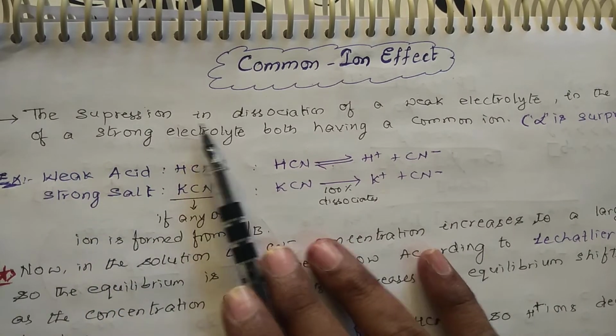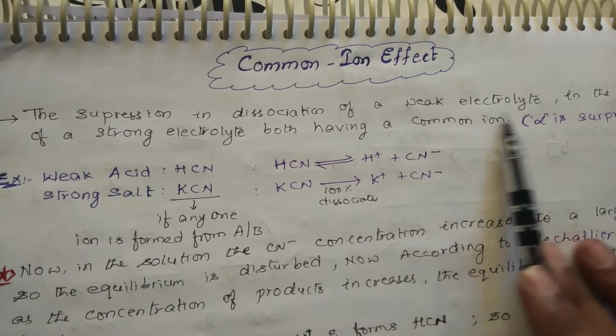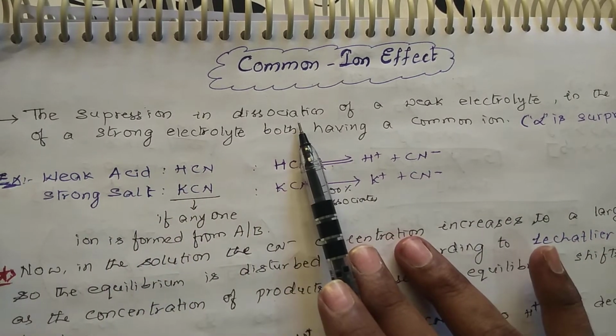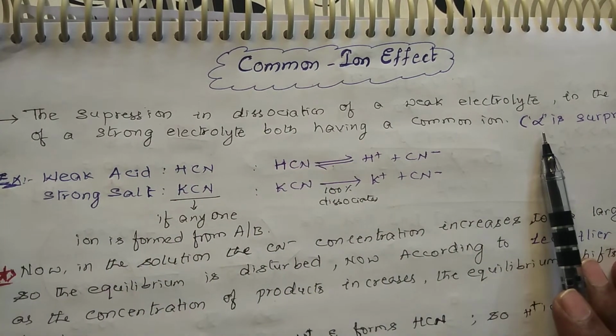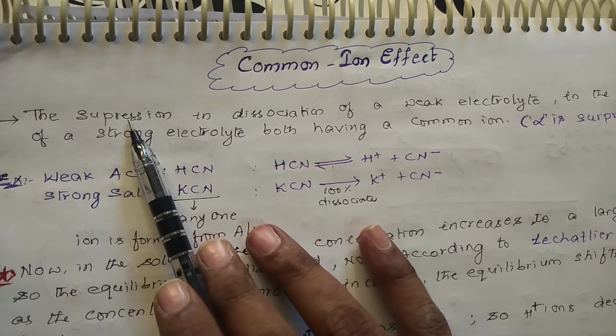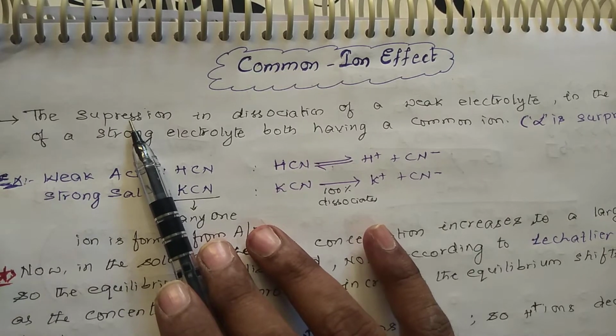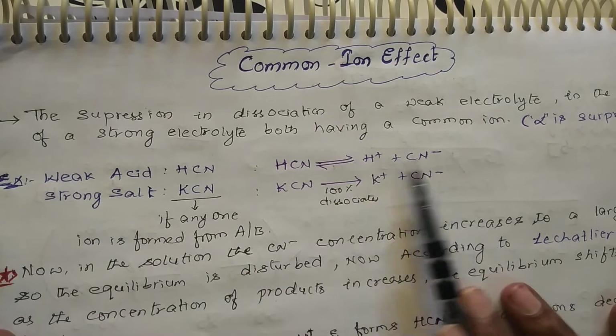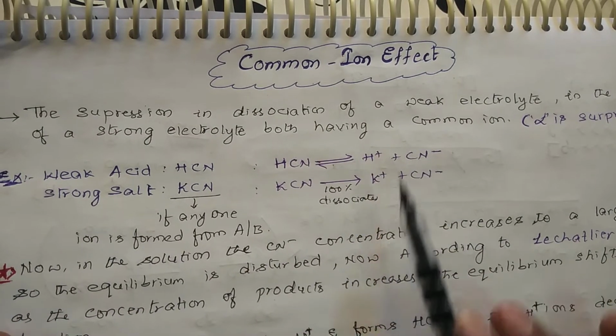The suppression in dissociation of a weak electrolyte: you should take a weak electrolyte. Dissociation means alpha, the degree of dissociation. The dissociation is suppressed; it will be reduced. Suppose it has the capacity to get dissociated into moles like this, this dissociation is suppressed.